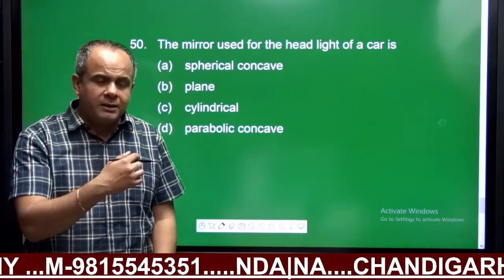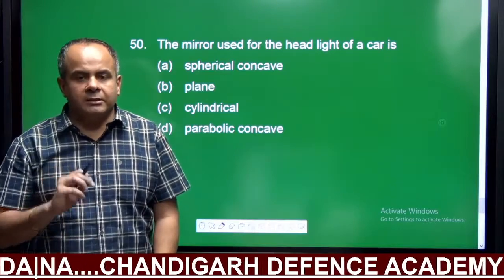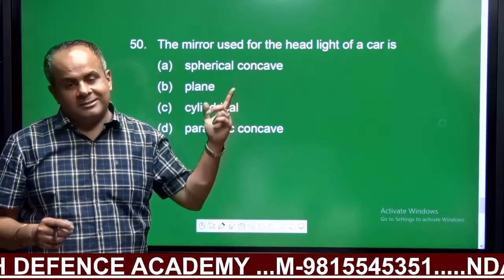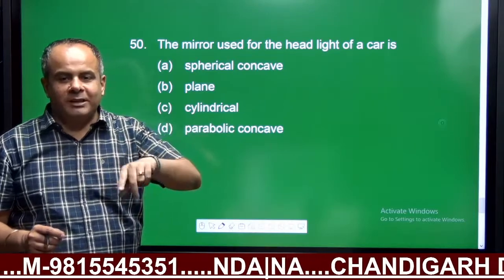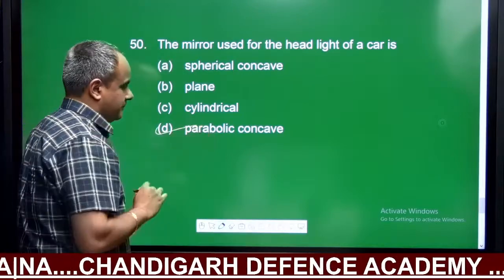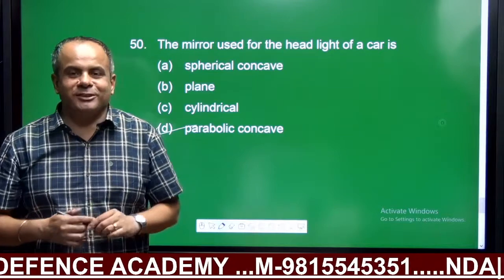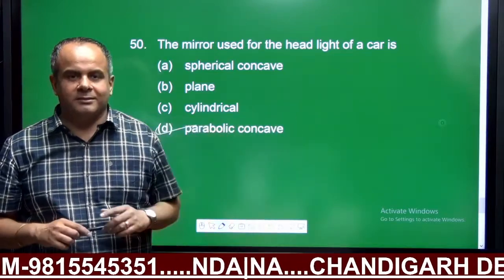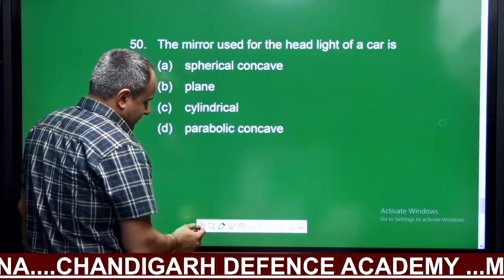This question appeared as it is in NDA. बिल्कुल ऐसे आया था. The mirror used for the headlight of a car is. अभी बोला, concave. See, concave में now there are two choices. Spherical concave or parabolic concave. It is a parabolic concave. मतलब ये तो पता था concave है. Now this is also a little bit sometimes confusing. Spherical or parabolic. It is parabolic concave. Shape is just like little bit parabolic. I hope it is clear. ठीक है, अभी किया हमने. चलो. So this is done. Let's go to the next question.